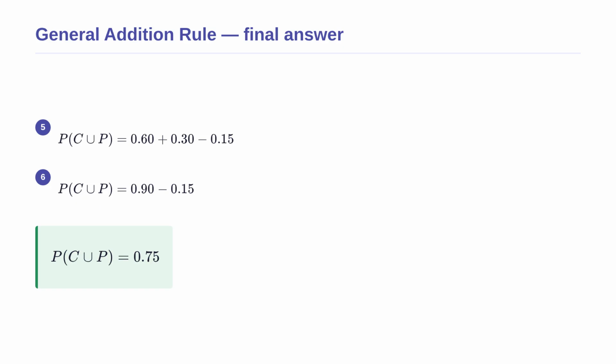Continuing our calculation, we convert our percentages to decimals and substitute them into the formula. First, we add the two main probabilities together, giving us 0.90. But this number is too high because the 15% who bought both items were counted twice. Finally, we subtract that 0.15 overlap. This gives a final answer of 0.75. Interpreting this physically, it means there is a 75% chance the customer bought at least one of the two items. If we had ignored the overlap, we would have wrongly guessed 90%.